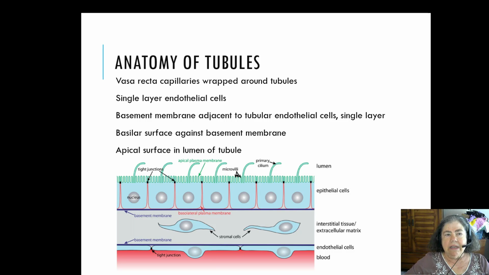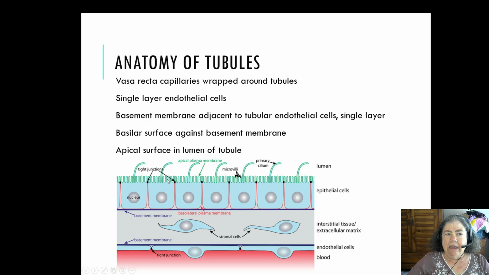All of the tubules have similar anatomy. There are capillaries wrapped around them, and if you remember, capillaries are a single layer of cells with a basement membrane. And here we have the capillary. There are red cells in the capillary. The endothelial cells here are not fenestrated, and they have tight junctions, and surrounding the whole thing is something called a basement membrane.